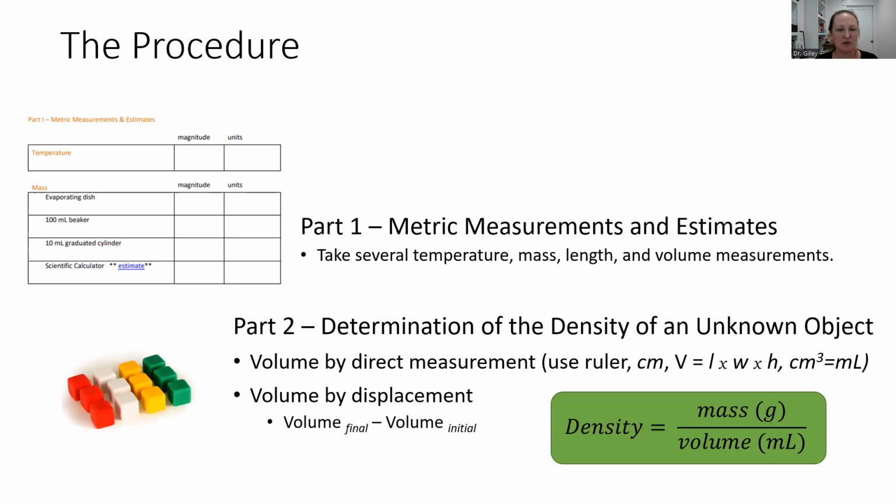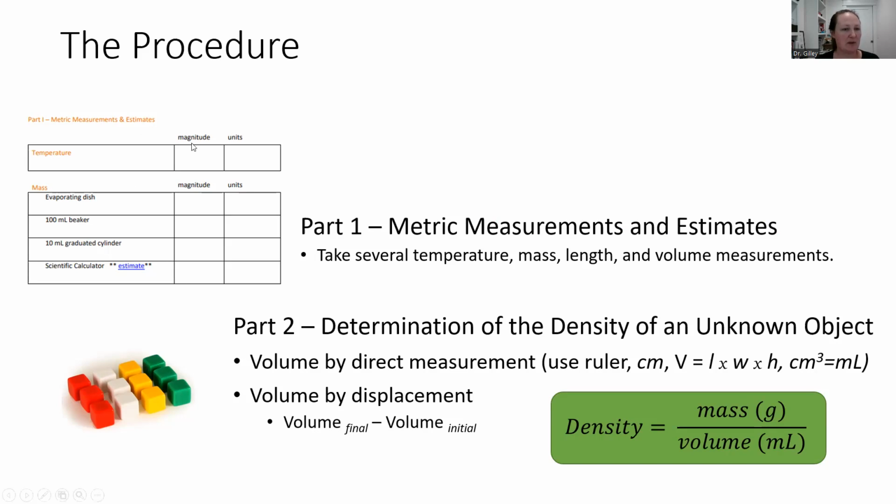Okay, so there's 2 parts to the experiment. The first part is taking measurements using the metric system, again, using different measuring devices. So we'll start with the mass of various items, like your evaporating dish, 100 milliliter beaker, and 10 milliliter graduated cylinder. And early on in the manual, there's a picture of what things look like, or you could always Google it in case you don't know what one of these items is.